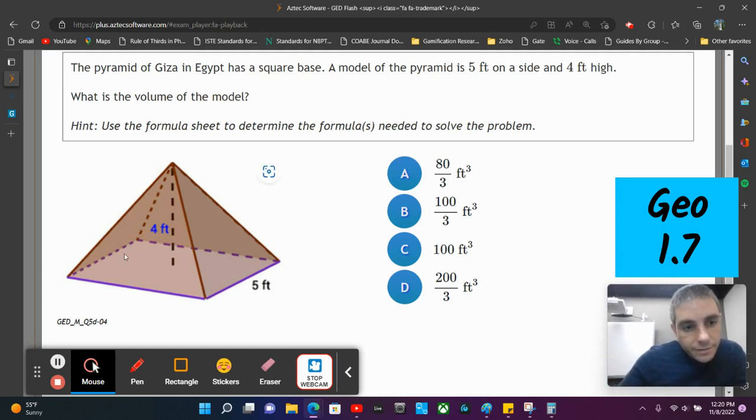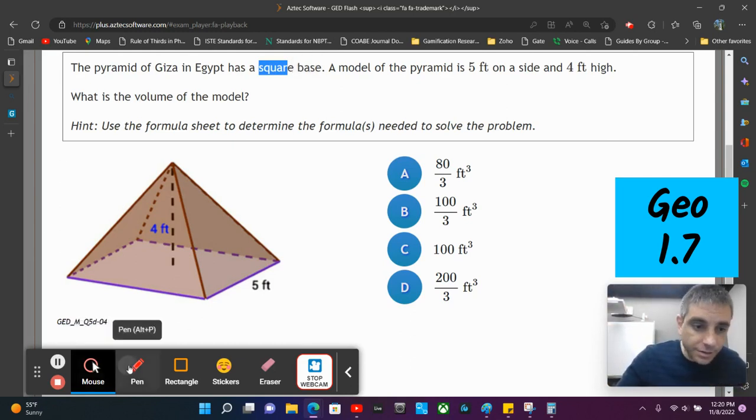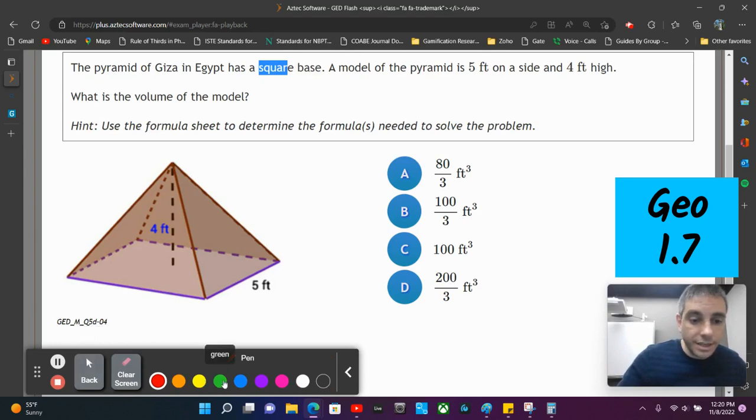The shape of this pyramid's base is a square. It tells us that in the instructions. A square, we know from prior experience, is where all sides are the same length. It also has 4 sides, of course. So for a 4-sided shape, for area we multiply the 2 sides which form a 90-degree angle, basically like the base and the height. So it's going to be 5 times 5.